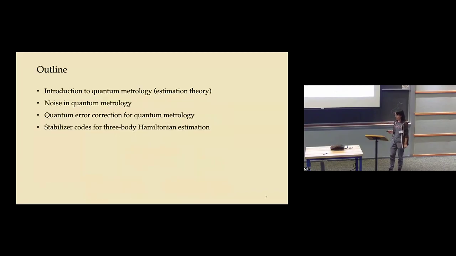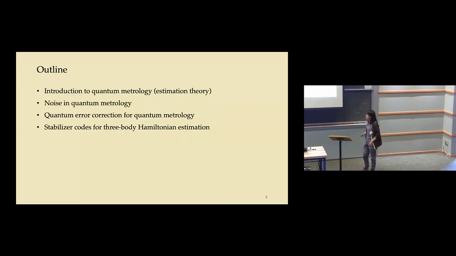So I'll start with an outline of this talk. I'll first give a basic introduction to quantum metrology, or quantum estimation theory. Then I'm going to talk about the effect of noise in quantum metrology, and then discuss how quantum error correction can be useful for quantum metrology. Finally, I'm going to introduce our recent work on stabilizer code for three-body Hamiltonian estimation. As you will see, since most people consider quantum error correction in the context of quantum computation, you'll find out there are some fundamental differences between thinking about error correction for metrology and error correction for computation.